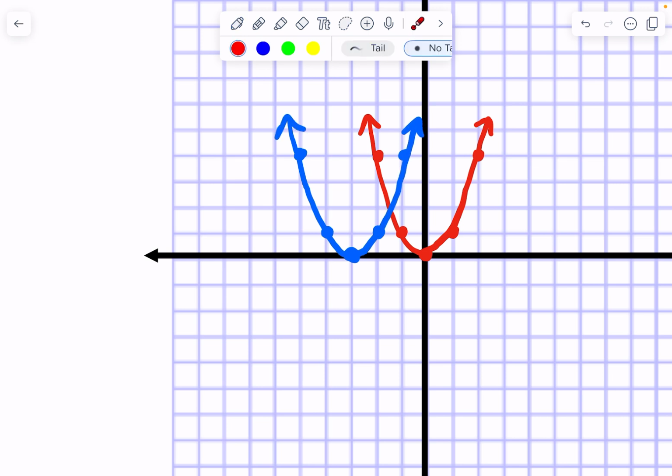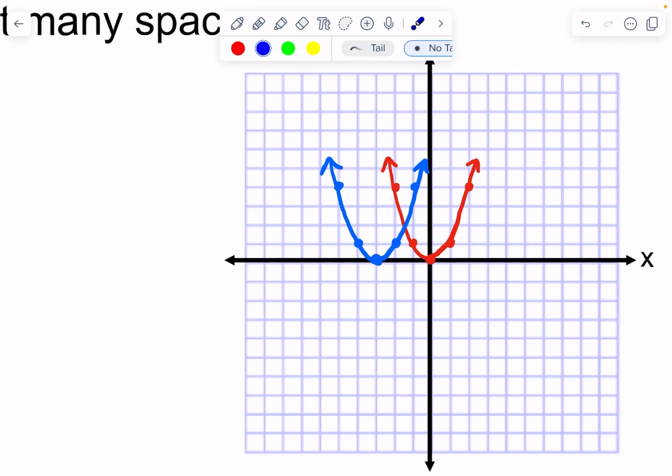So I'm going to go ahead and use a pointer here. My first point here, I went 1, 2, 3 to the left. Then the next point, 1, 2, 3 to the left, and so on for each remaining point.